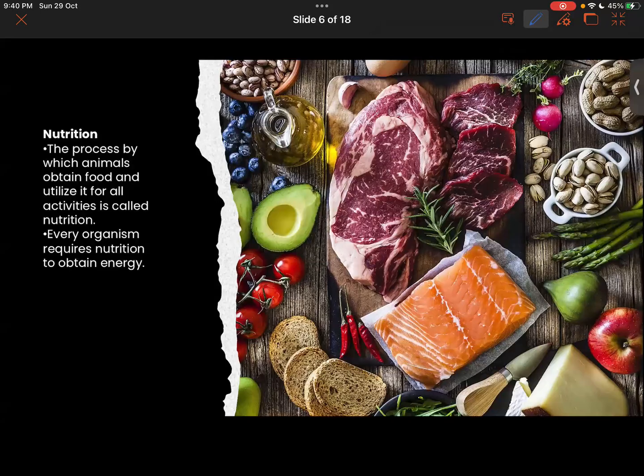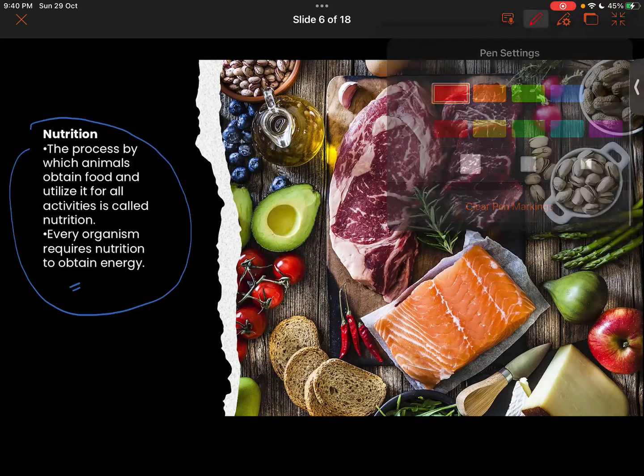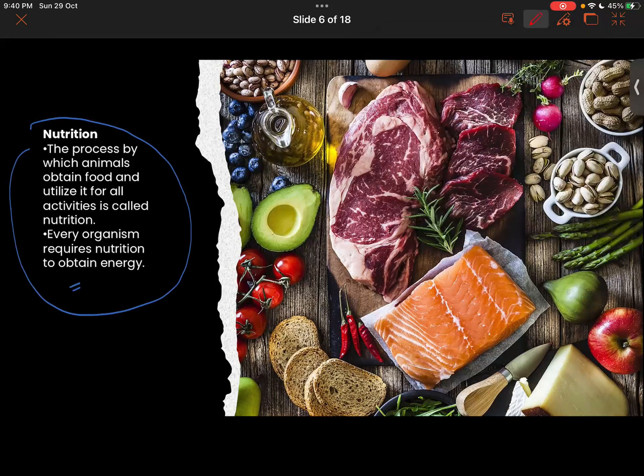Now, nutrition, as moments ago we talked, is simply the process by which animals obtain food and utilize it for all their activities. That has been called nutrition. The process by which animals obtain food and utilize it for all their activities has been termed nutrition. And the way in which different organisms obtain nutrition is also different.